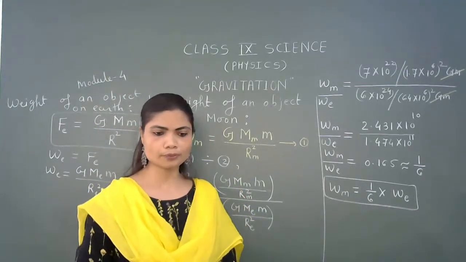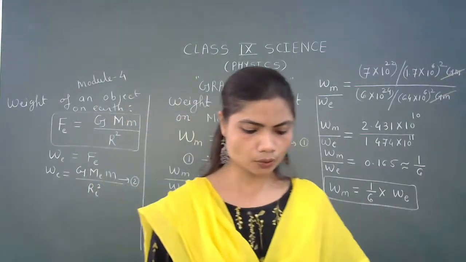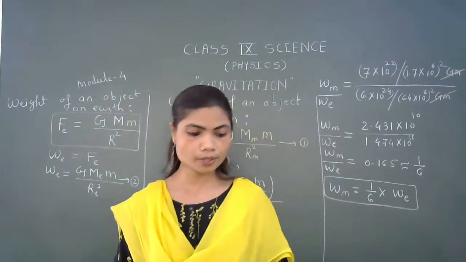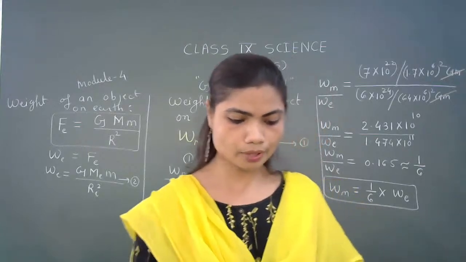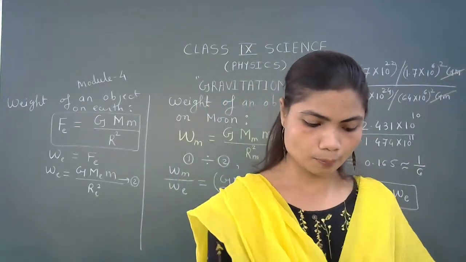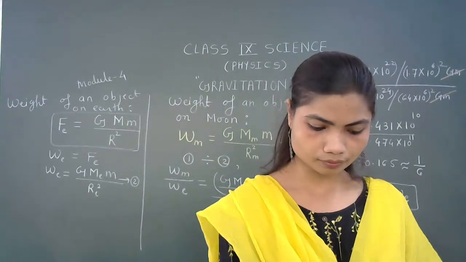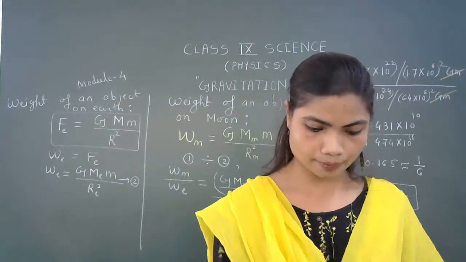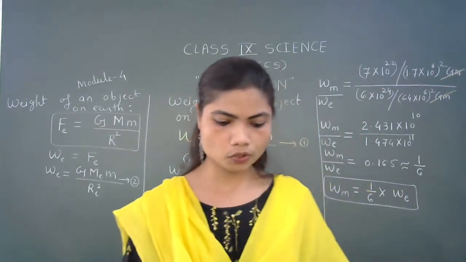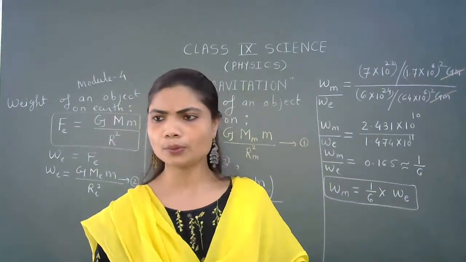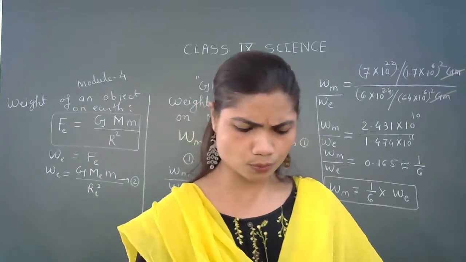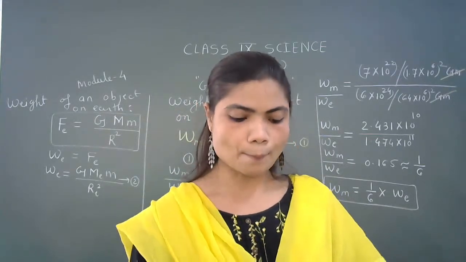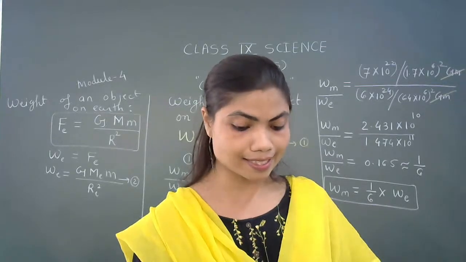Can we solve one numerical? See, it is given in your NCERT, page number 138, example number 10.4. What is that? Mass of an object is 10 kg. You can find it, it is very easy, you just listen to it carefully. Mass of an object is 10 kg.